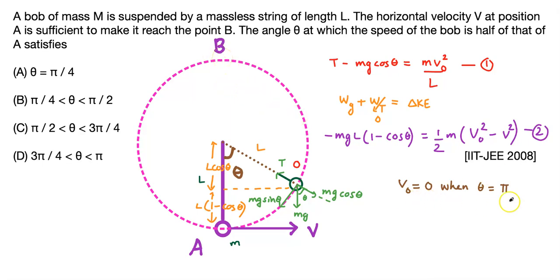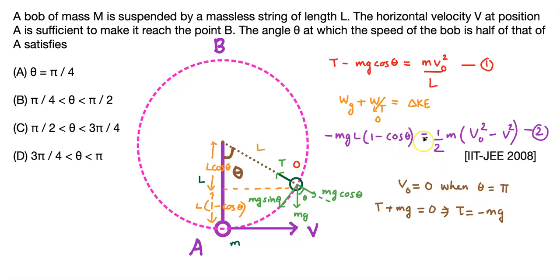So what do we get when we substitute these two in equation 1 and 2? Let's substitute this in equation 1. So cos pi is minus 1. So T minus mg cos pi, so that's plus mg, equals m v naught squared by L. V naught will be 0 at point B because it's just barely reaching point B. So T plus mg is 0, which means T equals minus mg. Okay, I'm not sure where this is going, but let's try applying these to equation 2 as well.